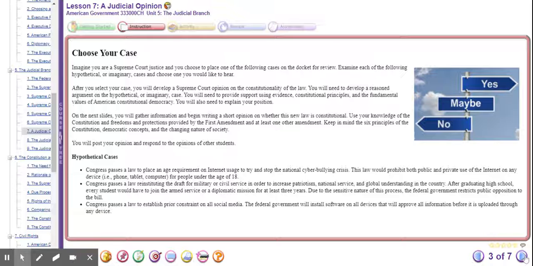Now, like I said, you don't have to actually go through and do this activity, but I think that thinking about these things is really helpful in understanding what the Supreme Court does, how the Supreme Court makes its decisions, and ultimately, what is the power of the Supreme Court. So that's it, guys, for 5-7.